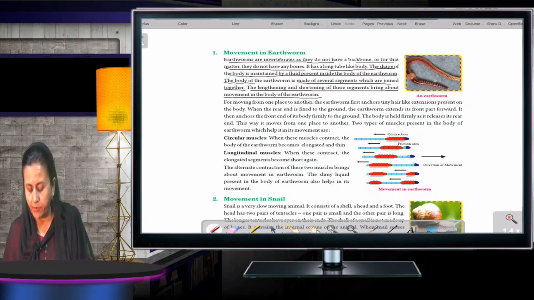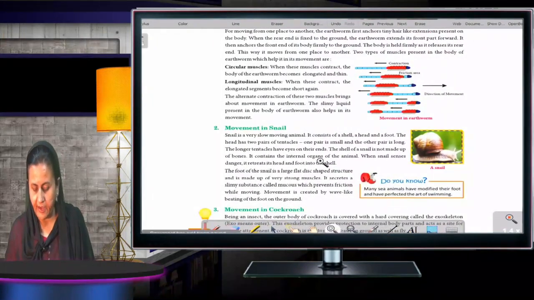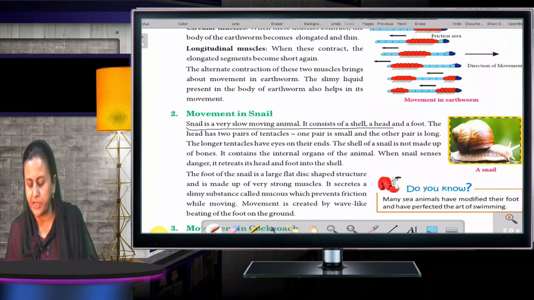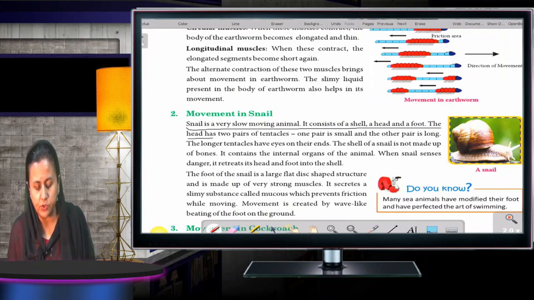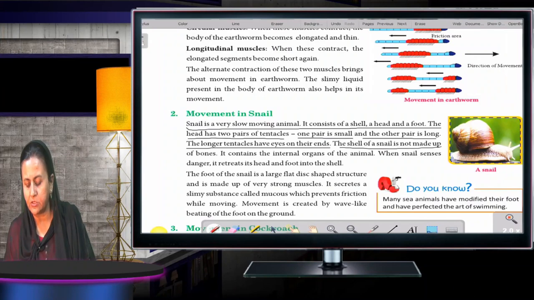Okay, now we'll talk about movement in snails. Okay, as you can see on your screens also clearly now, snail is a very slow moving animal. It consists of a shell, a head and a foot. The head has two pairs of tentacles. One pair is small and the other pair is long. The longer tentacles have eyes on their ends. The shell of a snail is not made up of bones. It contains the internal organs of the animal. When snail senses danger, it retreats its head and foot into the shell.